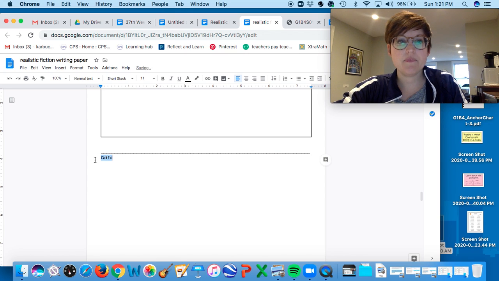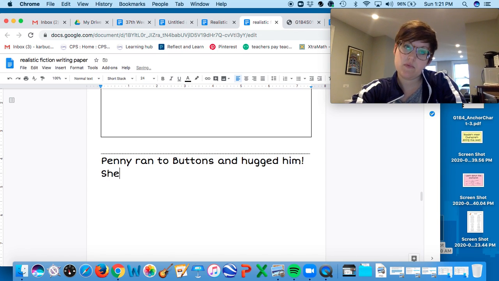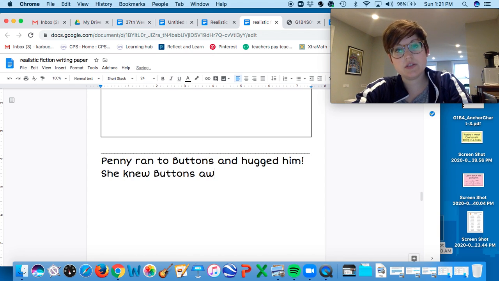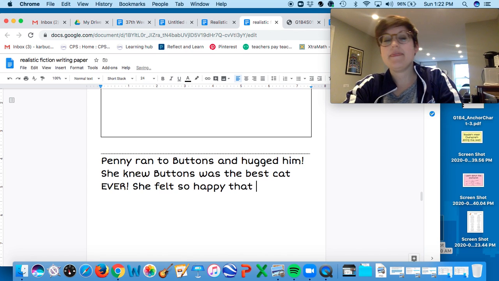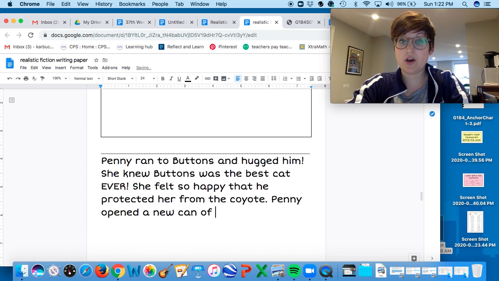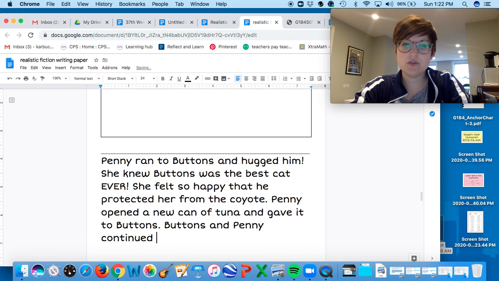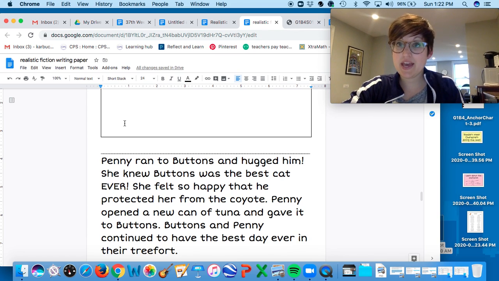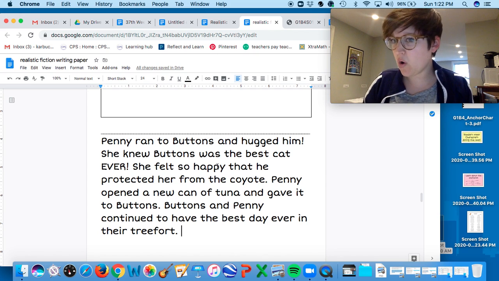Page break. Okay, so we could say, Penny ran to Buttons and hugged him. She knew Buttons was the best cat ever. She felt so happy that he protected her from the coyote. Penny opened a new can of tuna and gave it to Buttons. Buttons and Penny continued to have the best day ever in their tree fort. The end. So now you know that our story is over. There's nothing left for the reader to guess, like, what else is going to happen next?